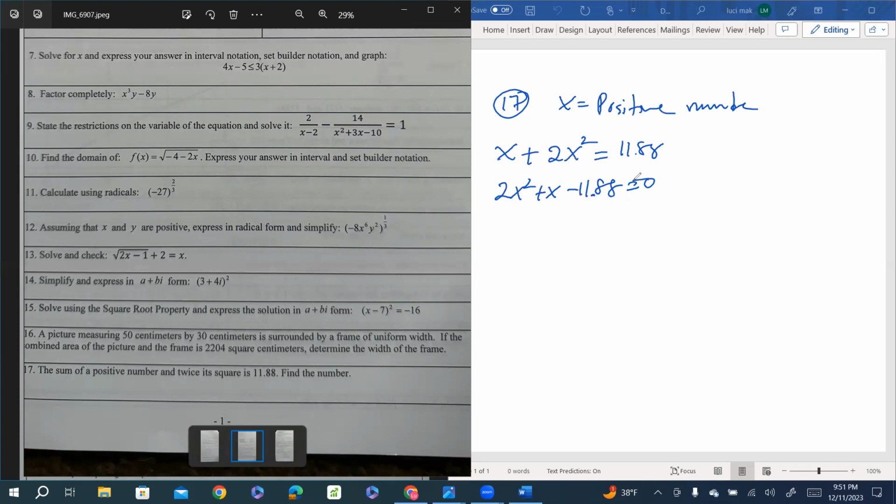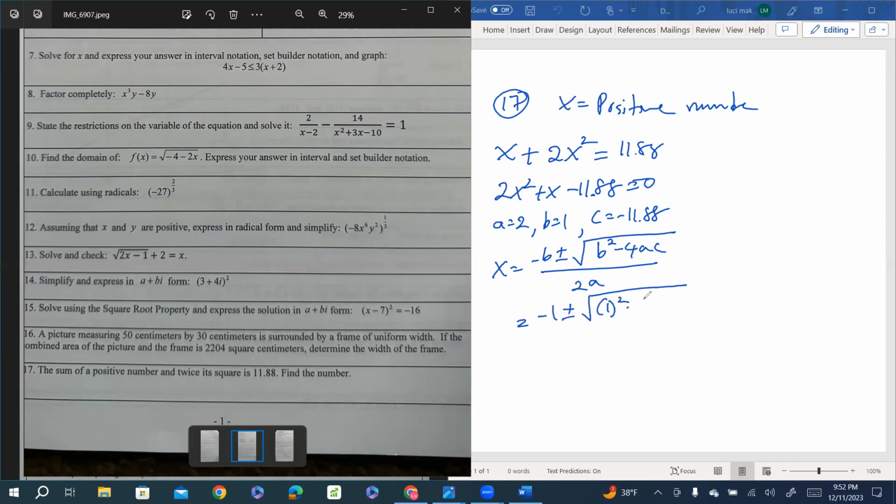We have to use the quadratic formula here. So a is 2, b is 1, and c is negative 11.88. We know the quadratic formula is x equals negative b plus or minus the square root of b squared minus 4ac, all divided by 2a. So that's going to be negative 1 plus or minus the square root of 1 squared minus 4 times a is 2 times c is negative 11.88, divided by 2 times 1, right?